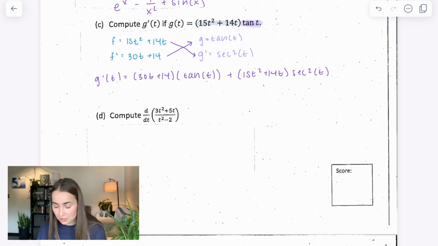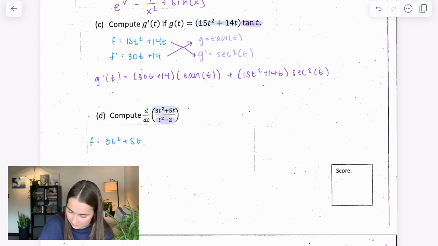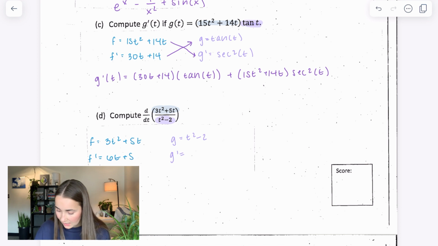Now for part D, it looks like we're going to have to apply quotient rule. So here we have the numerator and the denominator, and I'm going to go ahead and set it up. Alrighty, so we get the derivative of f is going to be 6t plus 5, and the derivative of g is going to be 2t.